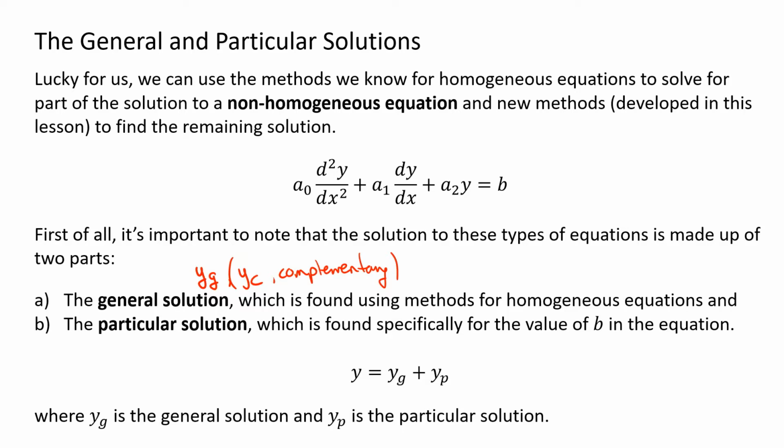The general solution is found using the same methods for homogeneous equations. Remember, we changed these to be m squared, m, and the y was just a 1, and we equated it to 0. So that's the first half of the solution. The second half is the particular solution. So your equation y is actually made up of both these parts, the general solution, which I call yg, and the particular solution, which I call y with a subscript p. So you find these two components separately and then add them together to make your final solution.